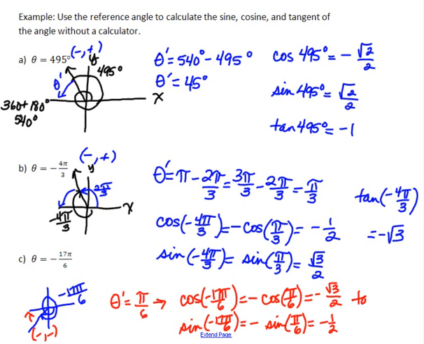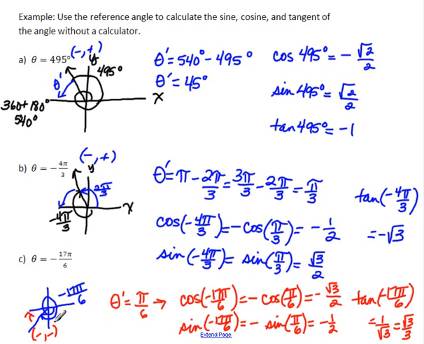And then the tangent of negative 17 pi over 6 is sine over cosine, so that's going to be a positive 1 over the square root of 3, which is square root of 3 over 3. Okay?